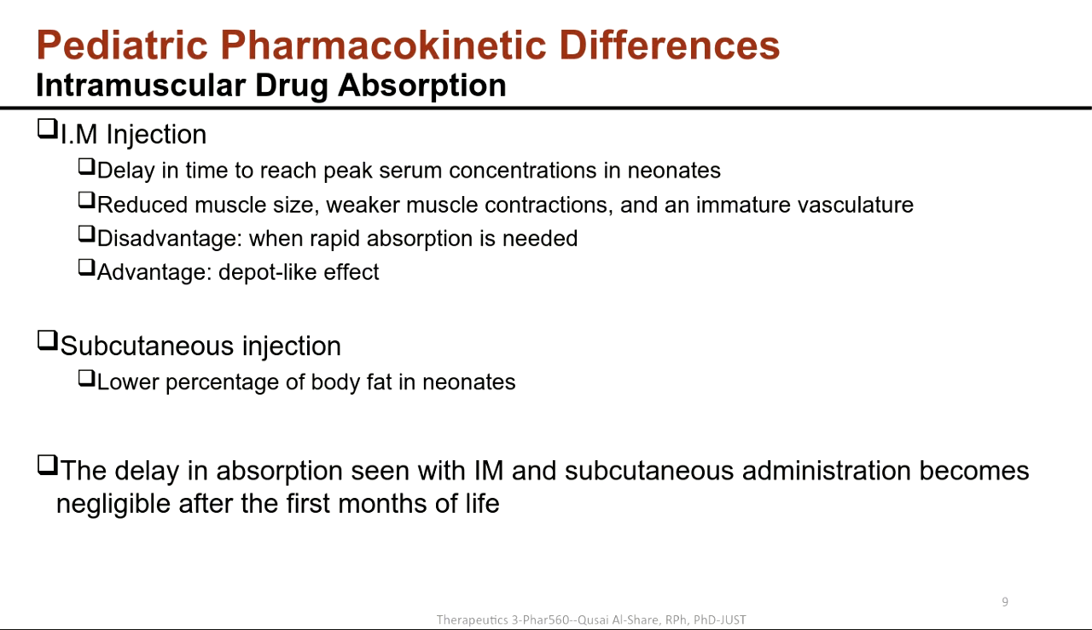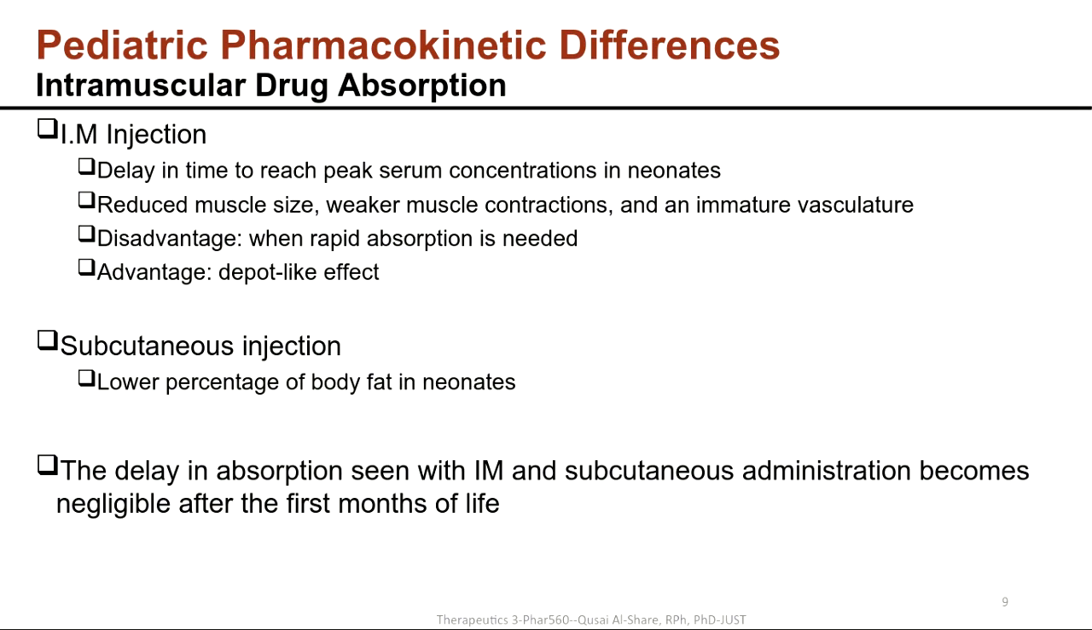The reasons for that: we have a small muscle size. When the baby has just been born, the muscle size is small compared with an adult, for example. We have weaker muscle contractions, which means the movement of the muscle is slower, so absorption is slower, and an immature vasculature in that muscle. So it takes time for blood vessels to develop and mature in that baby.